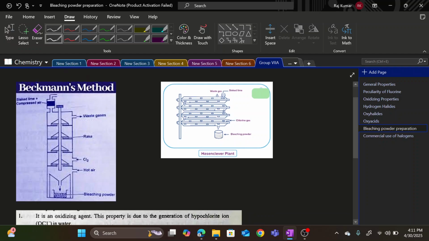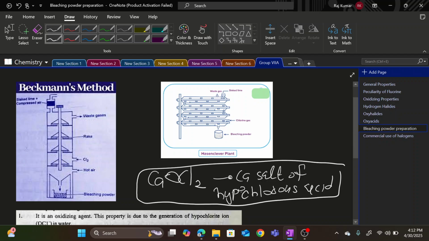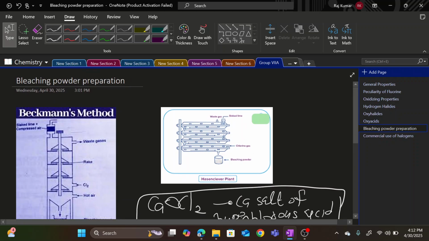Bleaching powder, also known as calcium hypochlorite. It is a calcium salt of hypochlorous acid. And that is basically commercially prepared by passing chlorine gas on dry slaked lime. How do we do that?